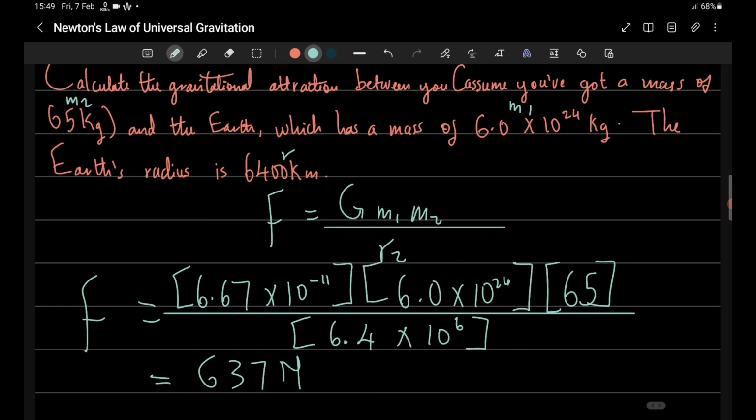A second one, calculate the gravitational attraction between you and the Earth. You've got a mass of 65 kg and the Earth has a mass of around 6.0 times 10 to the 27. So we take that as m1 and then your mass as m2. We have the distance as 6,400 km. You convert that to meters, that's 6.4 times 10 to the 6. All right, you multiply that by 1,000. And then you have your G as 6.67 times 10 to the minus 11. Plug that into your calculator, you get the same figure.